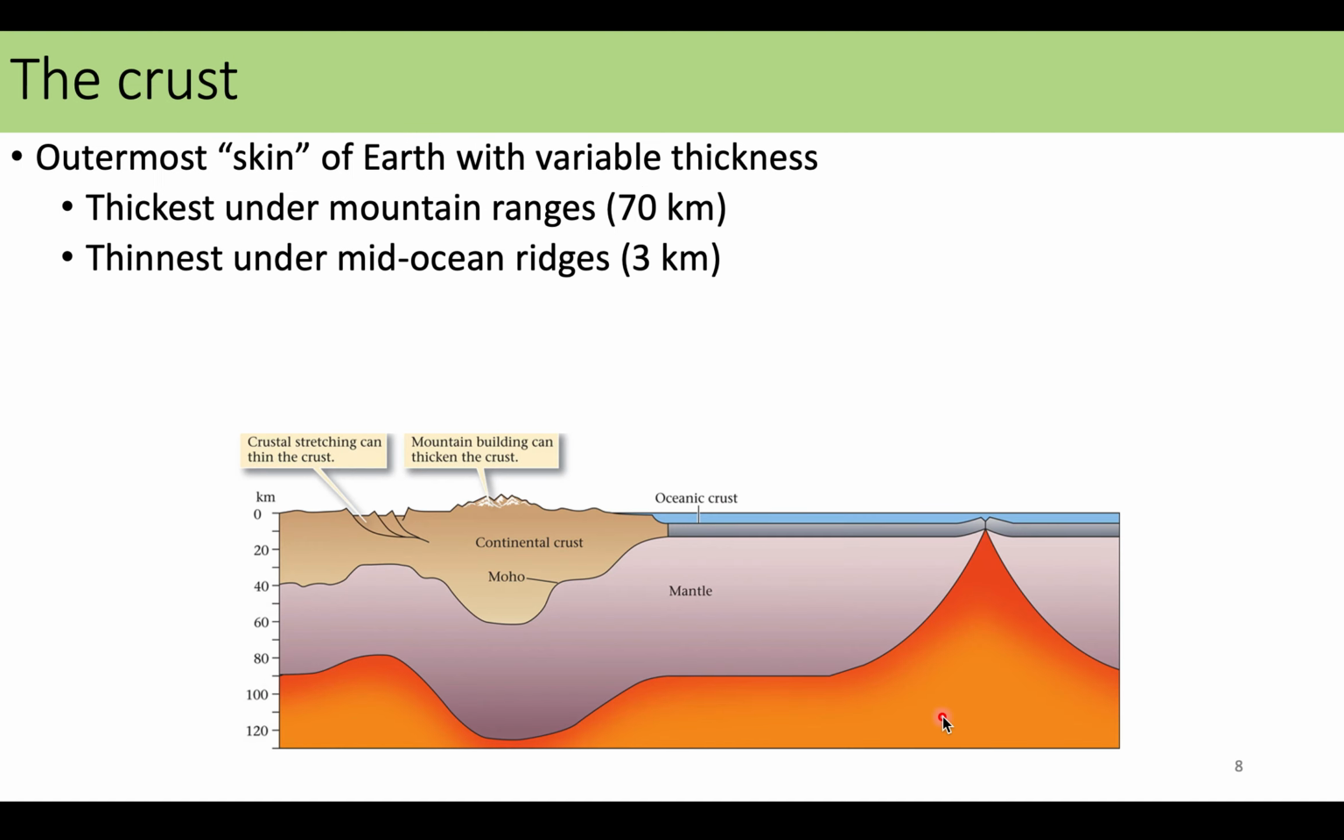So also remember that our crust is the surface of the Earth. It's the outermost skin or the outermost shell, and it has a variable thickness. So the thickest part of the crust will be under mountain ranges. So you'll notice here, this is the thickest part in this diagram of the crust, whereas the thinnest part of our crust here, oceanic crust, is at mid-ocean ridges. So this is underwater, the blue is the ocean there.